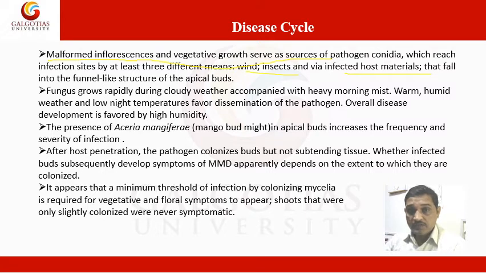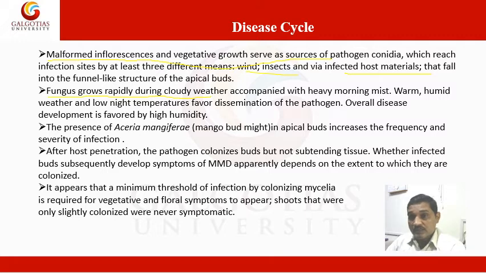Now, the fungus grows rapidly there when conditions are favorable. With high humidity and moisture, and at the right temperature, conidia may grow rapidly there and cause infection. The presence of Aceria mangiferae, which is a mite.